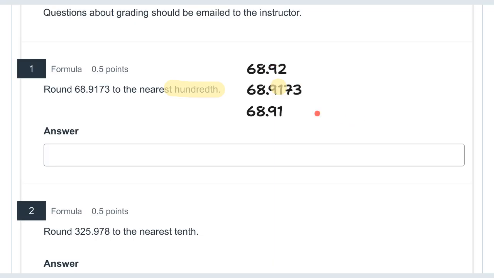Then we look at the rounding digit. In this case, the 7 comes right after the 1. That means it's over halfway, so we go up to the 68.92. And then in Canvas, we put 68.92 in the box.